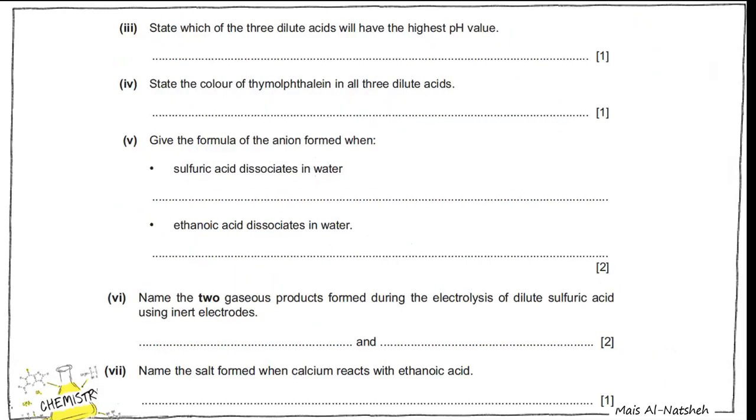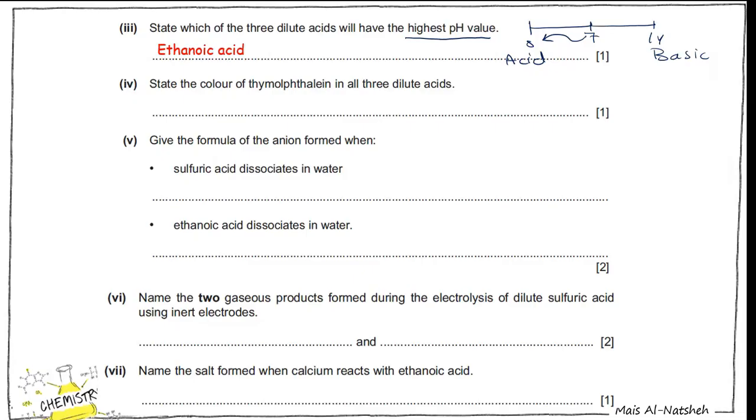Next. State which of the 3 dilute acids will have the highest pH value. Now the pH scale starts from 0 to 14 and we have 7 in the middle. The 14 represents the strongest base and the 0 represents the strongest acid. As the value of the pH decreases, we are talking about a stronger acid. As the value of the pH increases from 0 to 7, we are talking about a weaker acid. So the one with the highest pH value would be the weakest acid, and here it would be ethanoic acid.